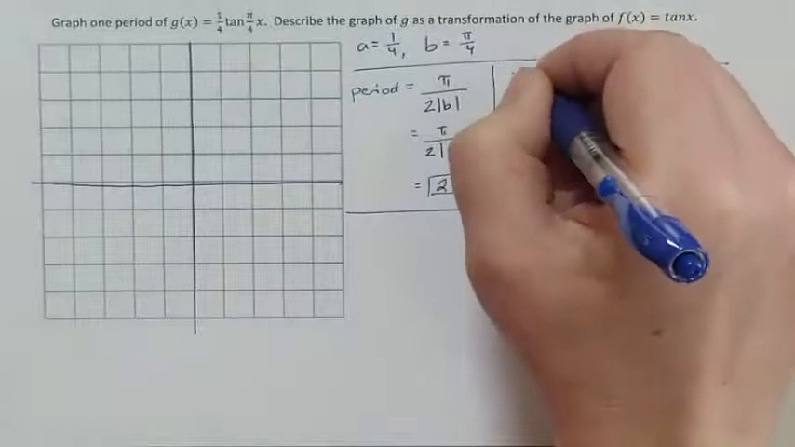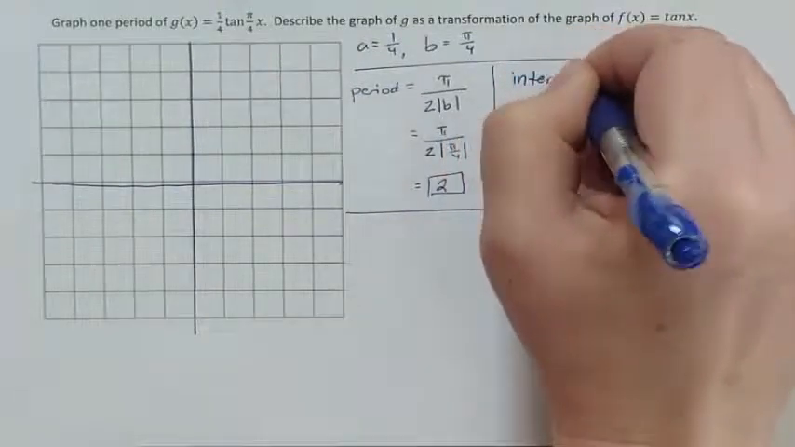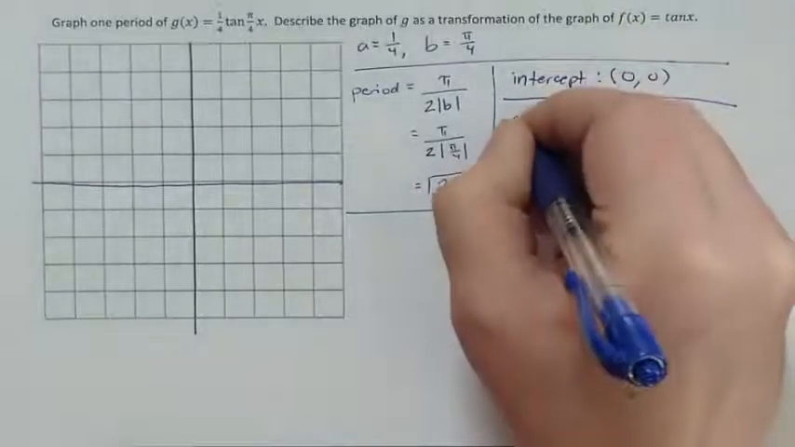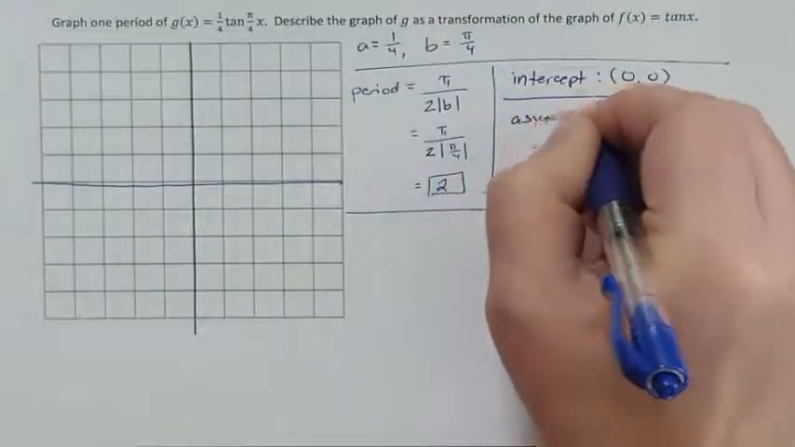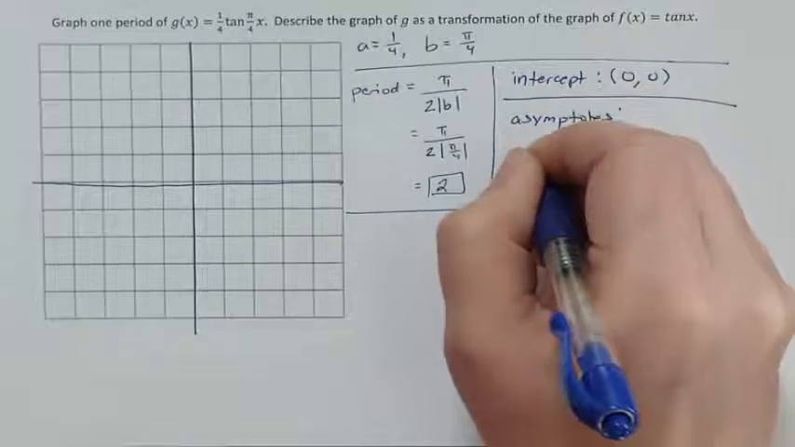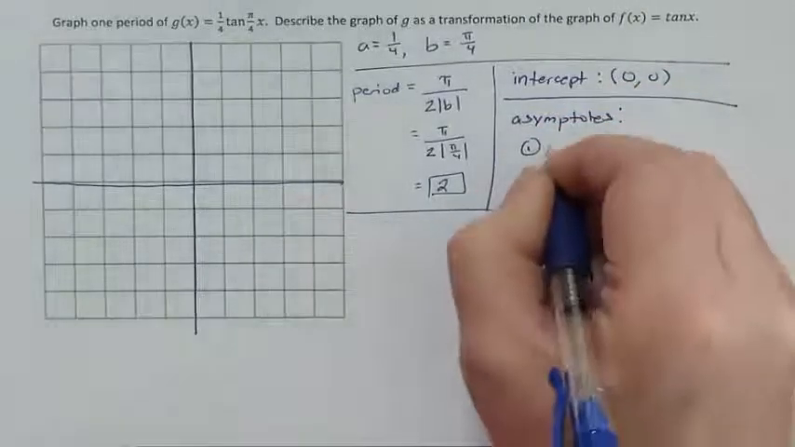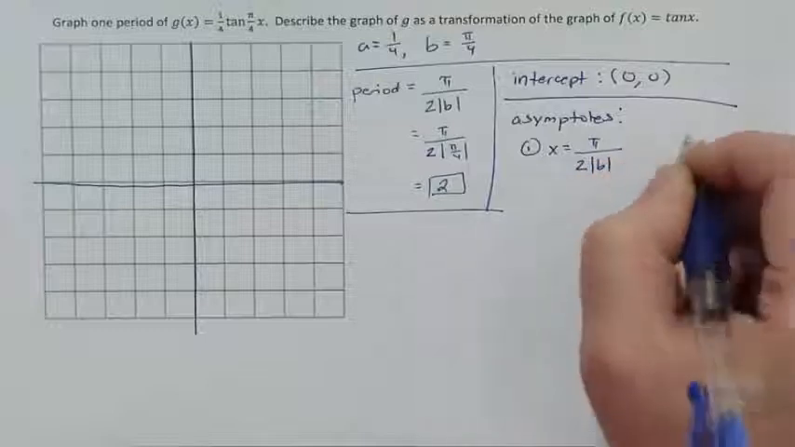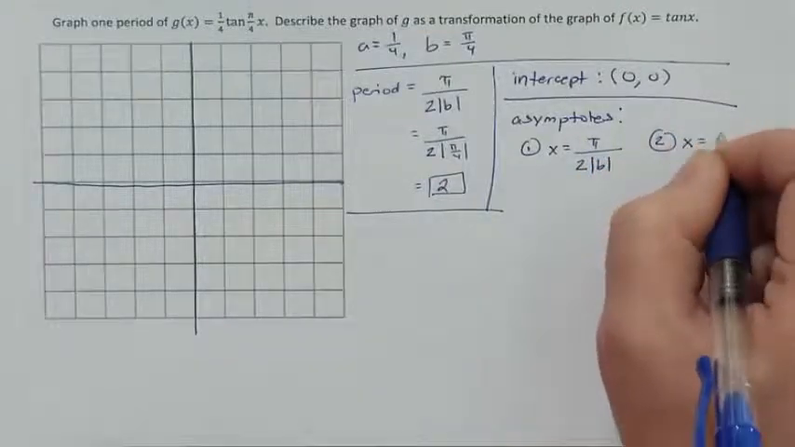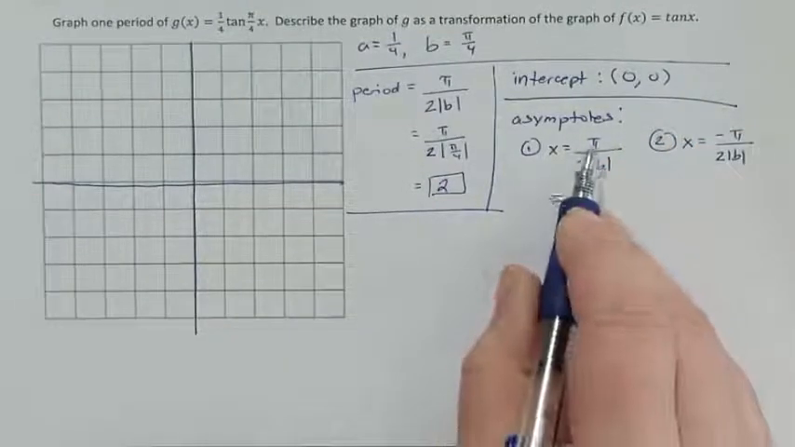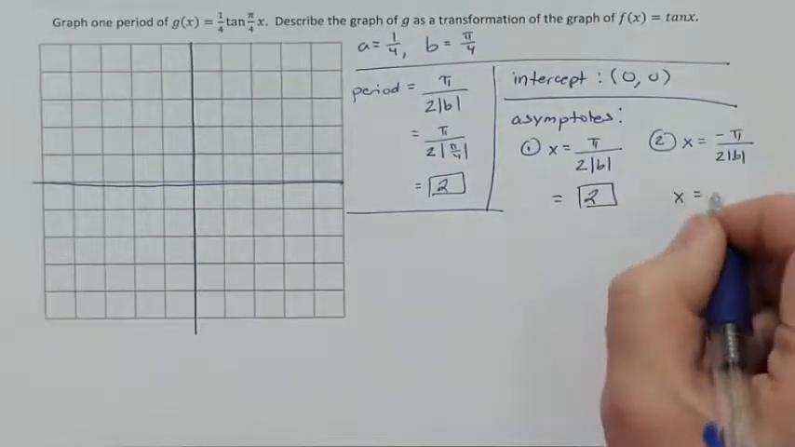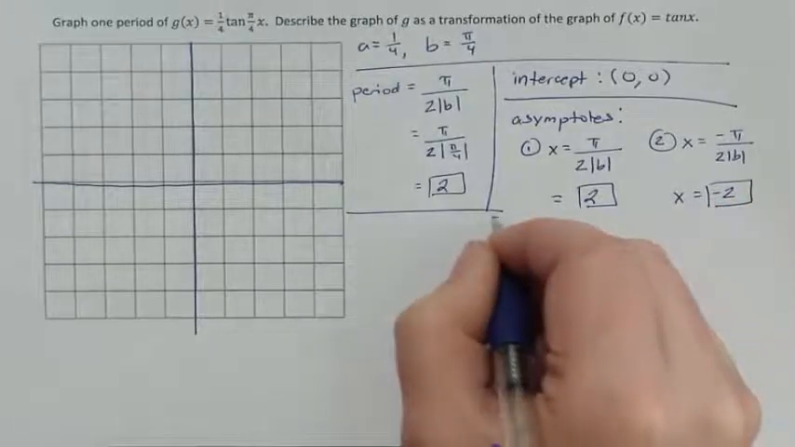I know that my x-intercept is always at the coordinate point 0, 0. So now I just need to find my asymptotes. There are two equations for asymptotes. Equation number 1 is x equals pi all over 2 times the absolute value of b. The second one is the negative of that. So my first asymptote is a positive 2. My second asymptote is a negative 2.